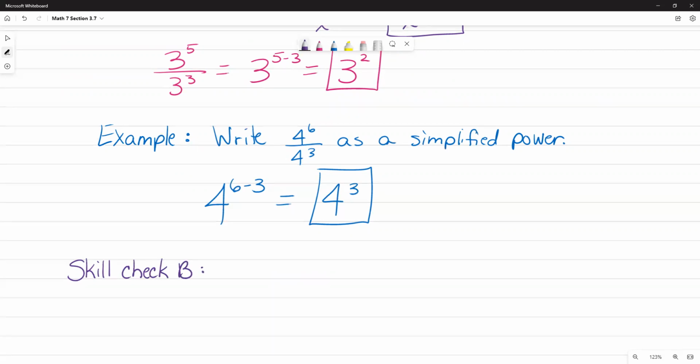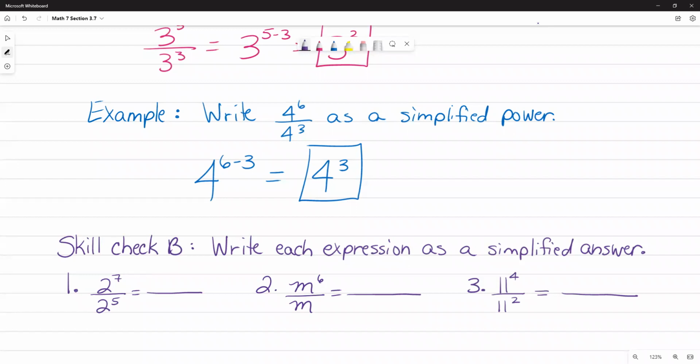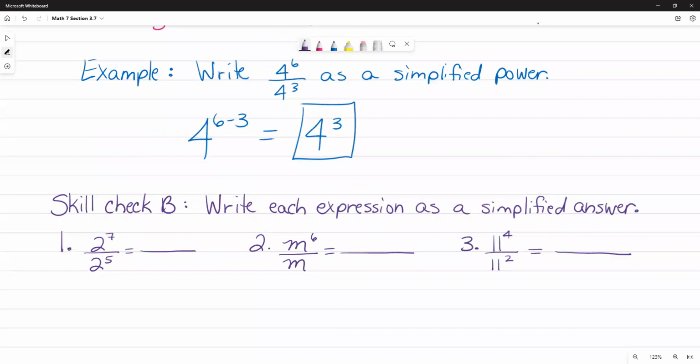All right, so let's get through skill check B, and then tomorrow we will apply the properties. Okay, so hopefully you've gone through skill check B. Let's go ahead and check answers. So 2 to the power of 7 divided by 2 to the power of 5 means that we do what? Base number is 2, and then the exponent is 7 minus 5. So our answer is 2 squared.